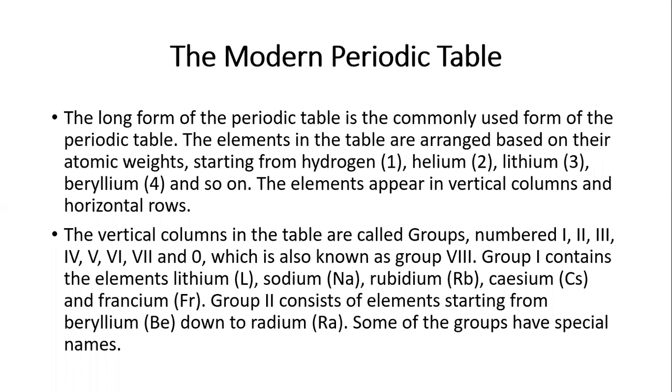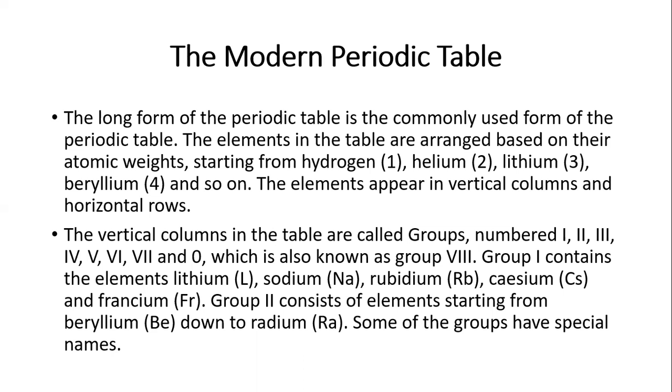Before this, there have been some other periodic tables invented. Now, let's discuss the modern periodic table. The long form of the periodic table is the commonly used form of the periodic table. The elements in the table are arranged based on their atomic number, starting from hydrogen, helium, lithium, beryllium, and so on. The elements appear in vertical columns and horizontal rows. The vertical columns in the table are called groups, numbered 1, 2, 3, 4, 5, 6, 7, and O, which is also known as group 8.